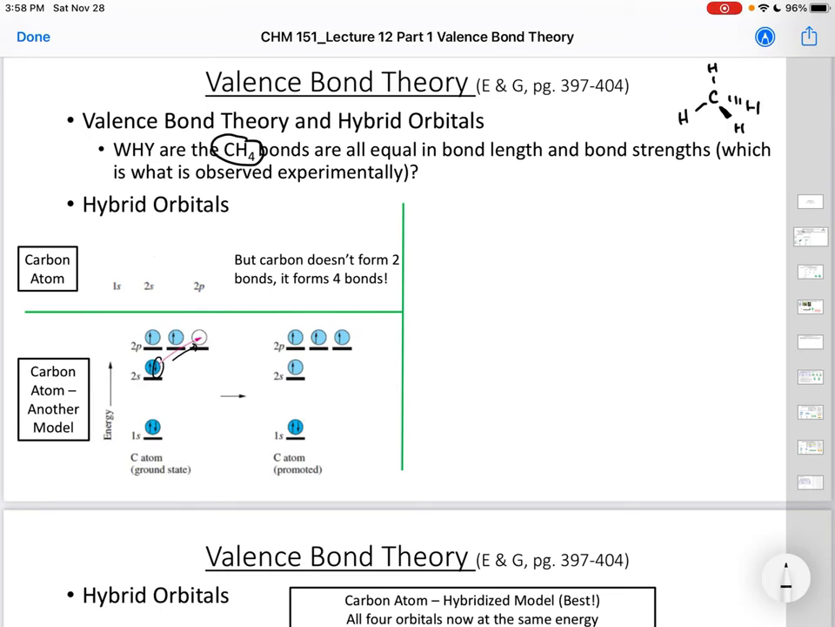In this model, each one of these bonds between carbon and hydrogen are the same length, although they are different orientations, and they are all evenly spaced. The problem here is if you were looking at just regular carbon and the electronic configuration, you would have 1s2, 2s2, and then 2p2. So this would be the electronic configuration. The book uses these circles instead of boxes, but they're the same thing. So this would be what carbon looks like.